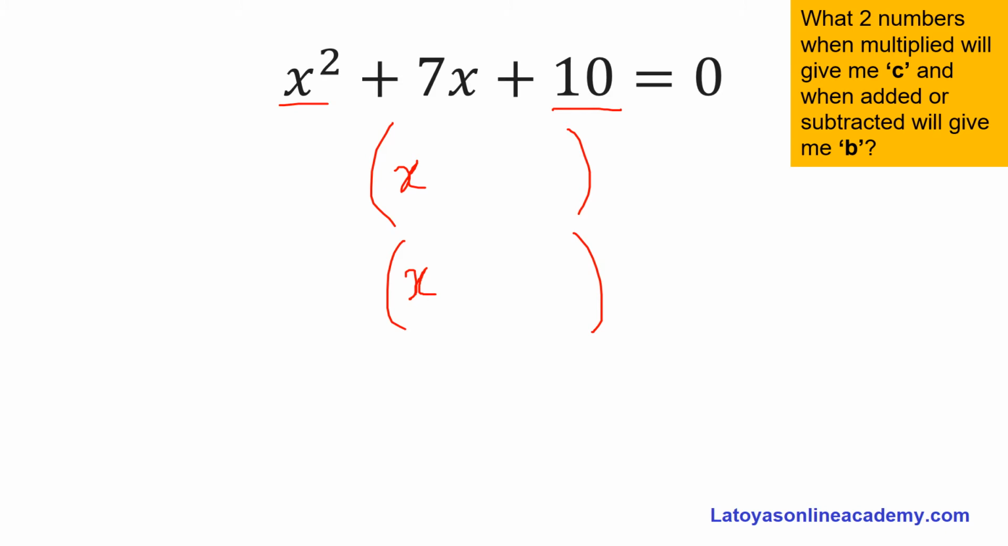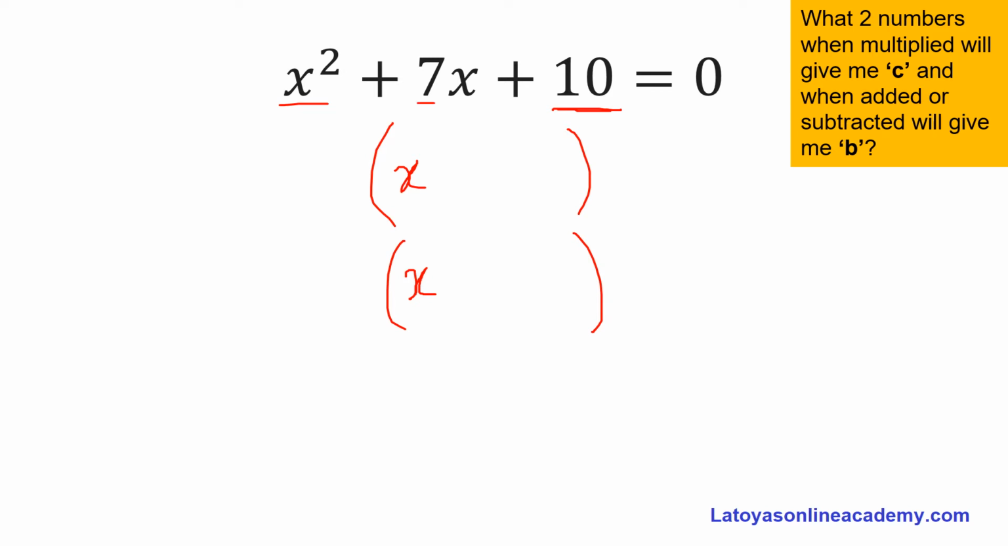Now what is 10? 10 is c, yes? Remember, the term in front of x squared is a, the term in front of x is b, and the last term here is the constant term c. Alright, so we need to ask ourselves what two numbers when multiplied will give me c? What two numbers when multiplied will give me 10? Okay, and these two numbers, when added or subtracted, will give me b, which is 7.